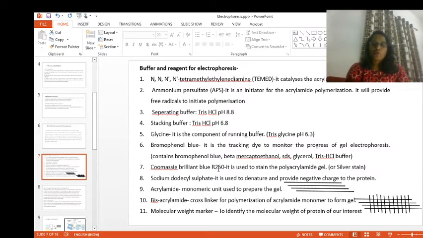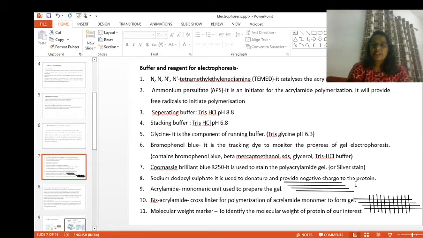For staining or visualizing the gel, we usually use Coomassie Brilliant Blue staining, in which we use Coomassie Brilliant Blue R250, or we can use other types of staining like silver staining. Silver staining is more sensitive than Coomassie staining, but the easier method is Coomassie Brilliant Blue staining. And sodium dodecyl sulfate, which we mentioned before, is a detergent used to denature the protein and provide negative charge to it. Acrylamide is a monomeric unit used for the preparation of the gel.